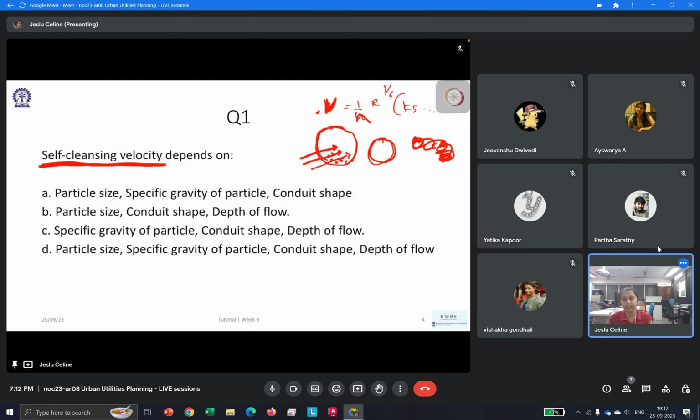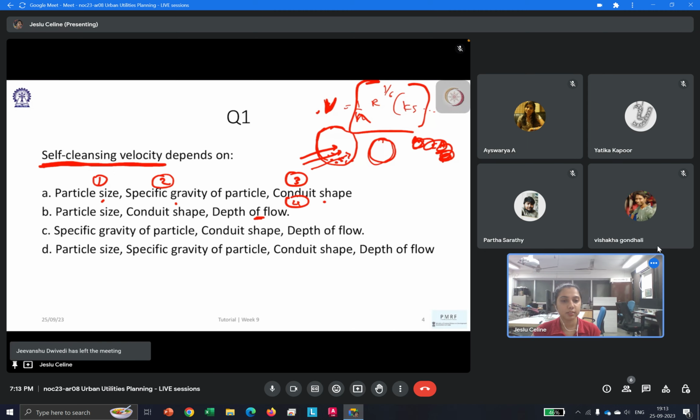As rightly said by Partha, what are these parameters? In this formula, we consider certain parameters. That's what the question asks. Do we consider the particle size, specific gravity of the particle, conduit shape? Here depth of flow is also added. So these are all the variables: particle size, specific gravity of the particle, conduit shape, and depth of flow. These are given in different combinations in the answer options.